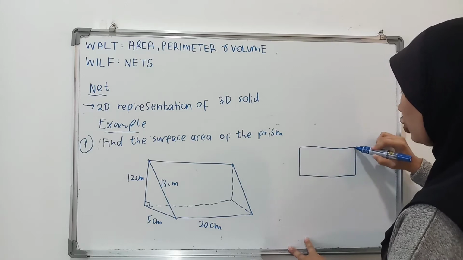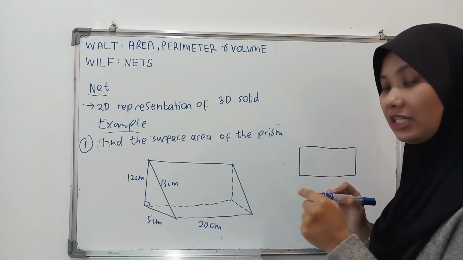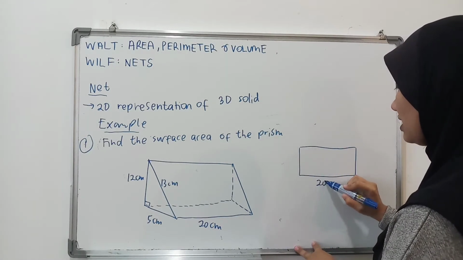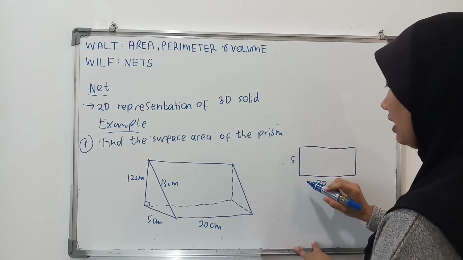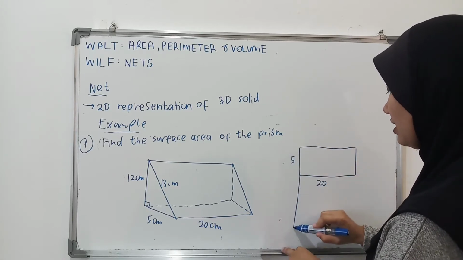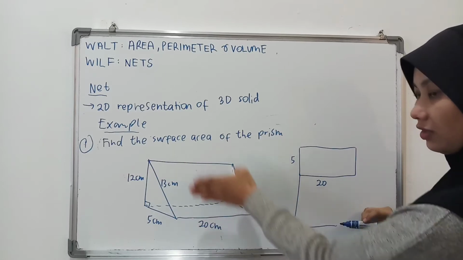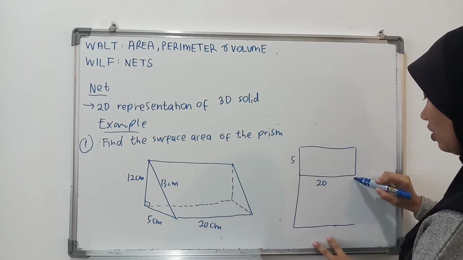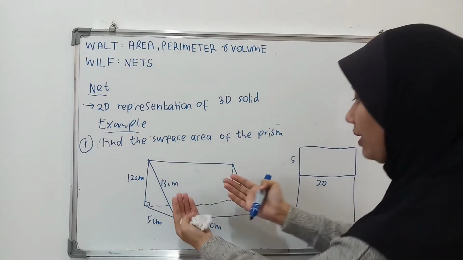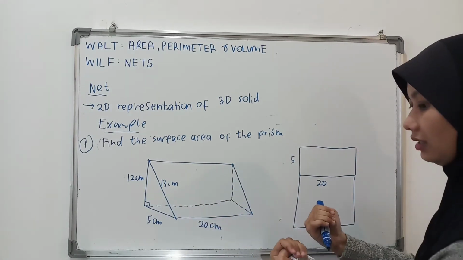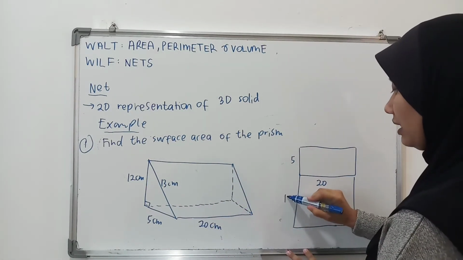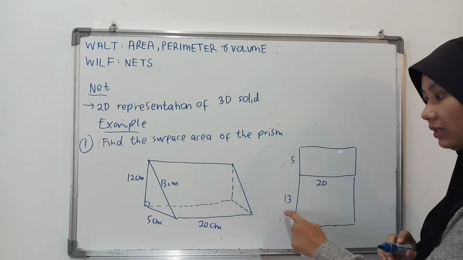Okay, this is the base now. Remember, you need to draw together with the dimension, with the correct dimension. This is the base 20, this is 5, and then this is like the front one, where when you open this side, that one will be 13 cm. That one will be 13.